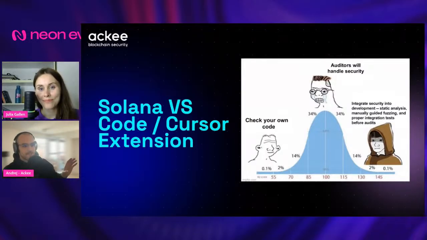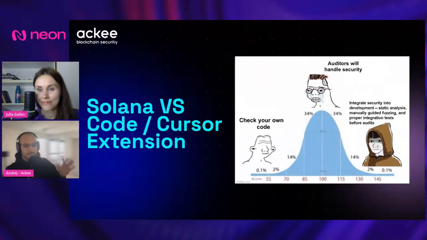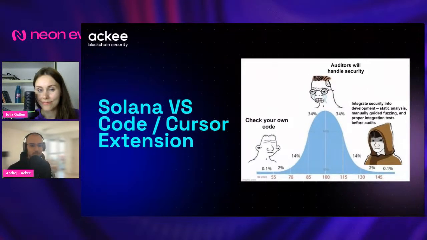You can see the meme. Most of the developers are like, yeah, the audit will resolve everything, but both of the sides I think are totally correct, not the middle one. The left side is that you as a developer should ensure the security of the smart contract. You should check your code. And the right side is that you should perform all of the available security testing that is there.